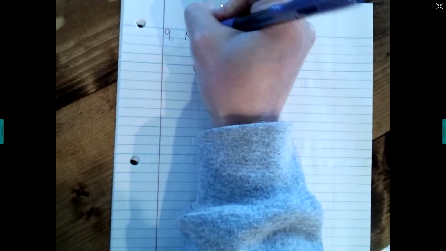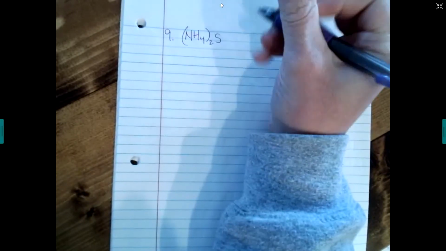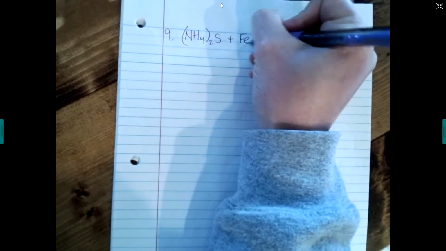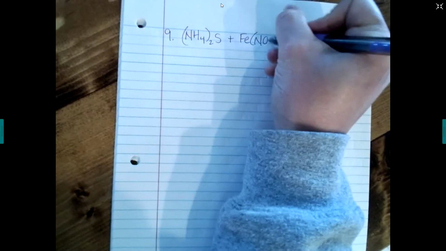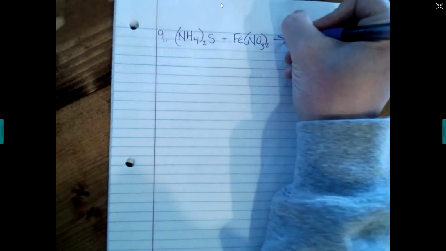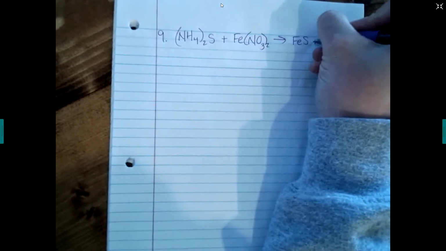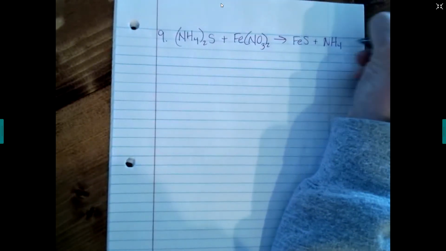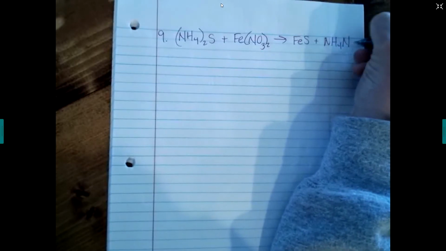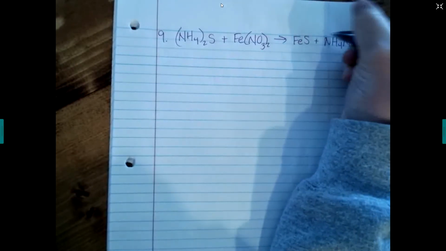All right, number 9, we've got ammonium sulfide. This is another one that you did on your own, and iron 2 nitrate. So this is a double replacement reaction. On the right side, iron is with sulfide, ammonium is with nitrate, with a 2 in front.